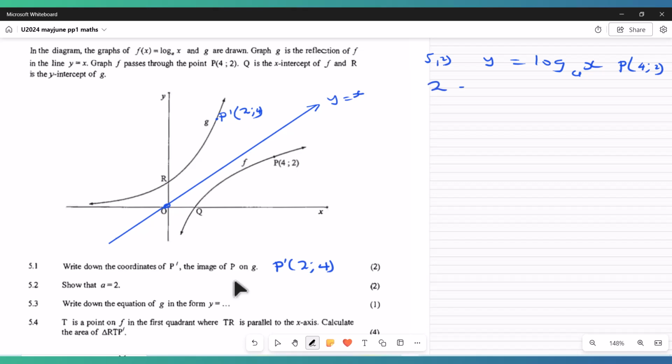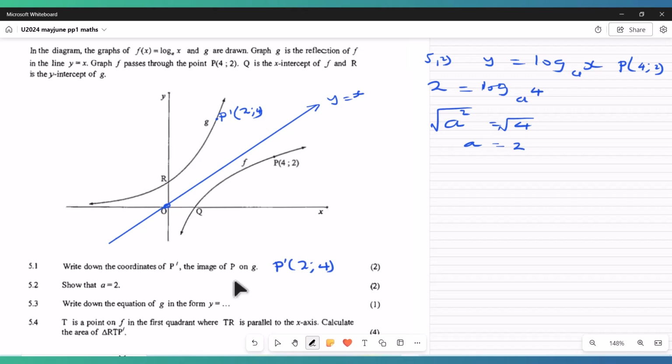I'm going to say 2 equals log base a of x, and x is 4. Now, I'm looking for this a, so I must change from logarithmic to exponential. One thing for you to remember is that the base is always the same. So here our base is a. So I'm going to say a to the power 2 equals 4. So how do I get my a from here? I'm going to square root, which means our a equals 2, as they wanted.